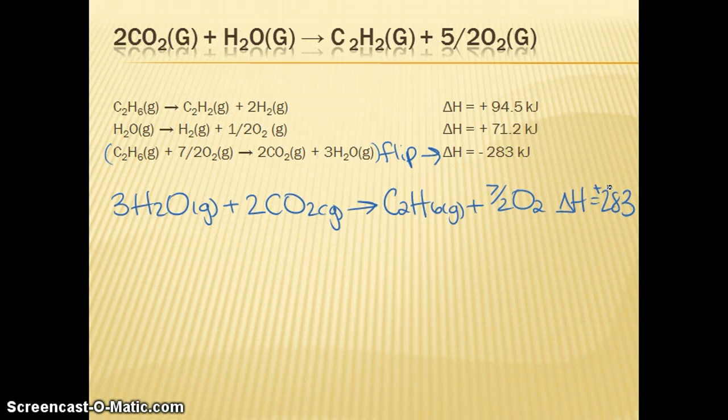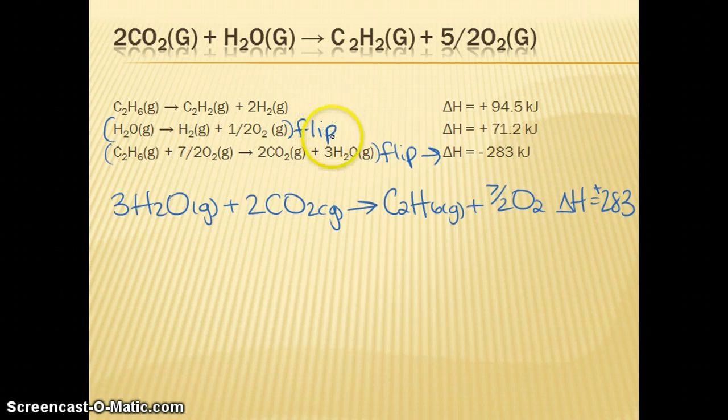Okay, so I've got my main things matched up now. I've got the C2H2 matched up, and I've got my CO2 in the right place. So let's see now. We have to work with these waters, the water vapor, and the oxygen gas. Here I have 3 waters, and here I have 1. If I add that up, I'm going to end up with 4 waters on the left. I cannot flip this reaction again because it needs to be where it is. So that tells me that I'm going to have to flip this one.